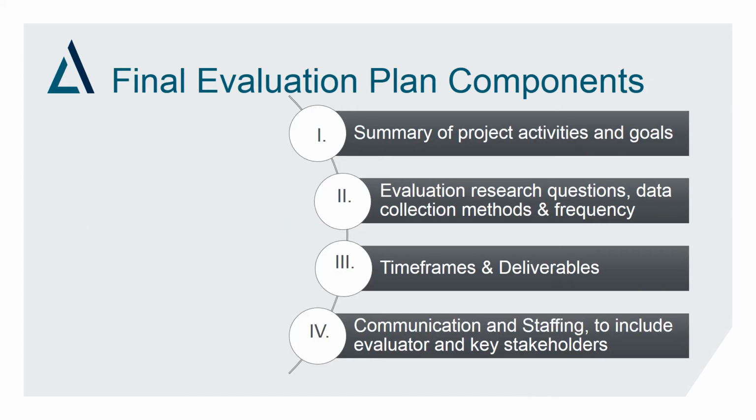You're at the end. You've put in significant work to create a thorough evaluation plan. Now you just need to bring it all together into one document. The final evaluation plan should include 4 key pieces. The first is a summary of your project activities and goals. The second is your evaluation questions, the data collection methods you're going to be using, and a discussion of the frequency with which you're going to be collecting data. The third section should outline the time frames for completing the work in your evaluation and what the ultimate deliverables will be from that evaluation work. And lastly, including a staffing plan of who the evaluator is going to be, the key stakeholders, and how you're going to communicate the findings of your work.